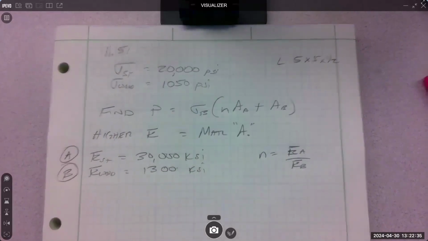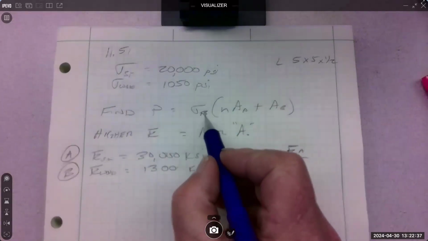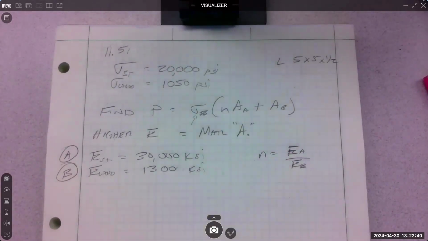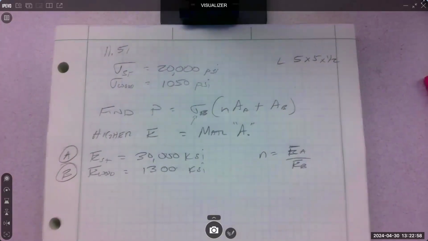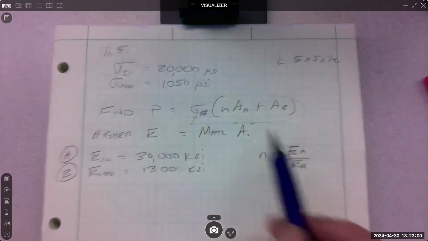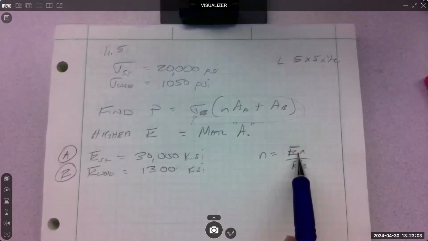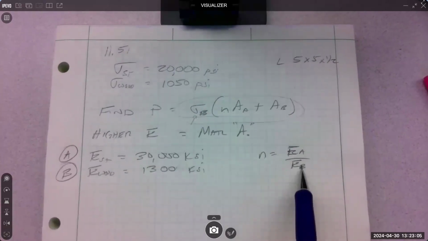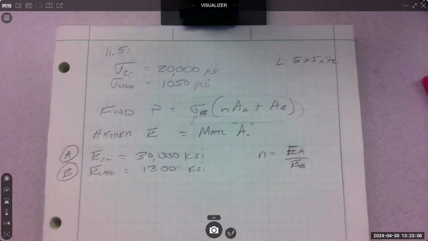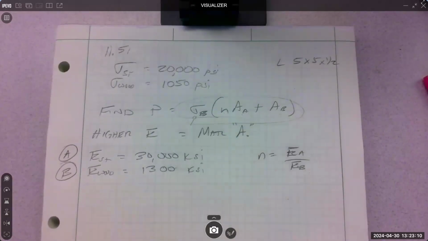Good? The equation clearly has material B in as the stress. The book didn't do so well because it put material A in as the stress. That's why the book's number is different than whatever you calculated. So you probably got it right. If you think you got it wrong by looking at the book, you probably got it right. Anyway, so we need all these pieces, right? We need N, that's the modular ratio, A over B, as far as the modulus goes. We need the area A, we need the area B, and then we need the stress of the B material.